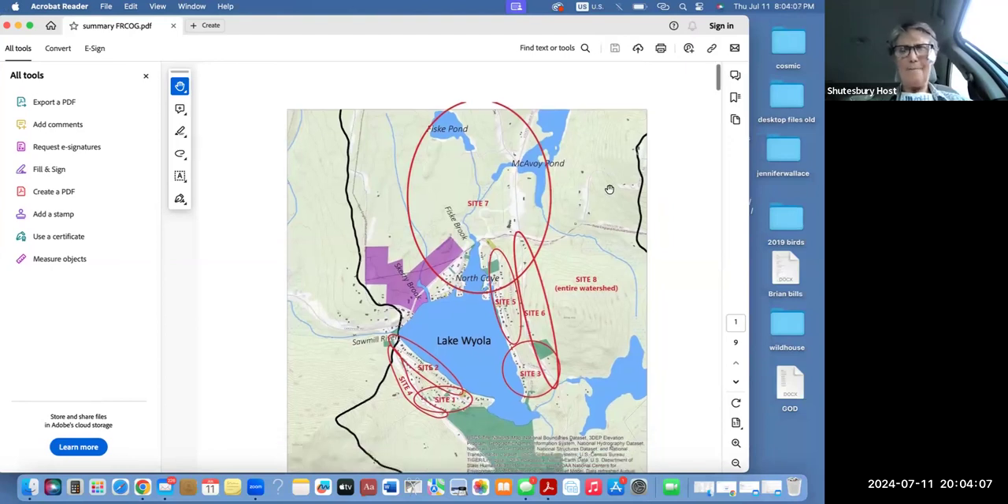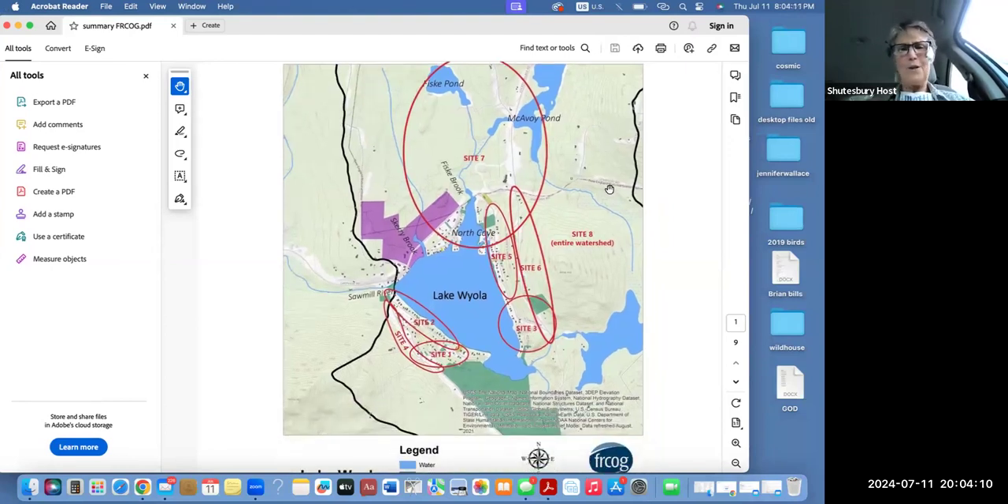Okay. This is the FERCOG map that shows their sites. And you can see that they believe that sites 1, 2, 3, and 4, and 7 were the highest priorities. That's pretty much all of them. But you can see that some of them, for instance, site 3, I don't know how specific these circles are, include Lake Wyola Association owned roads, as well as Wendell Road, which is a town road, right? Site 5 also has Lake Wyola Association roads, but also properties on Wendell Road, which is a hillside that goes straight down to the lake.